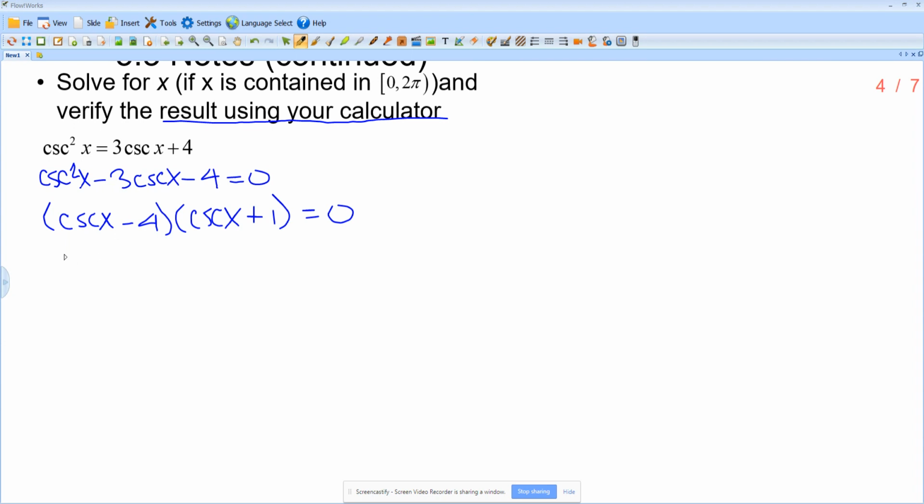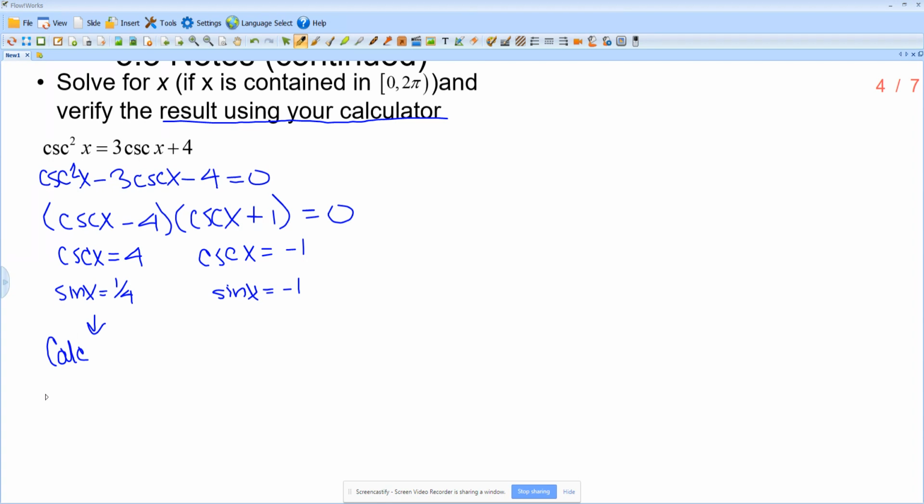So here I get cosecant x is equal to 4. Cosecant x is equal to negative 1. I set those equal to 0 and solved them. I just didn't show it. Now again, if we're thinking about some of our unit circle stuff, we don't know cosecants. So I'm going to change these to sine. And because I'm changing them to sine, I'm taking the reciprocal. The reciprocal of negative 1 is negative 1. Now, this one is going to have to come straight from a calculator.